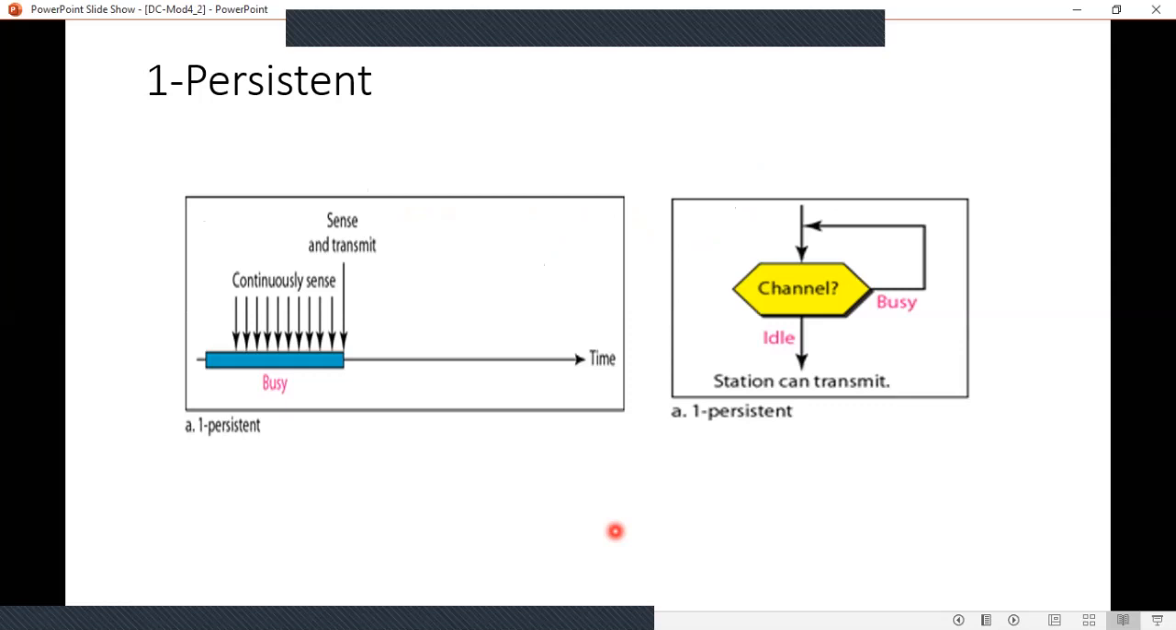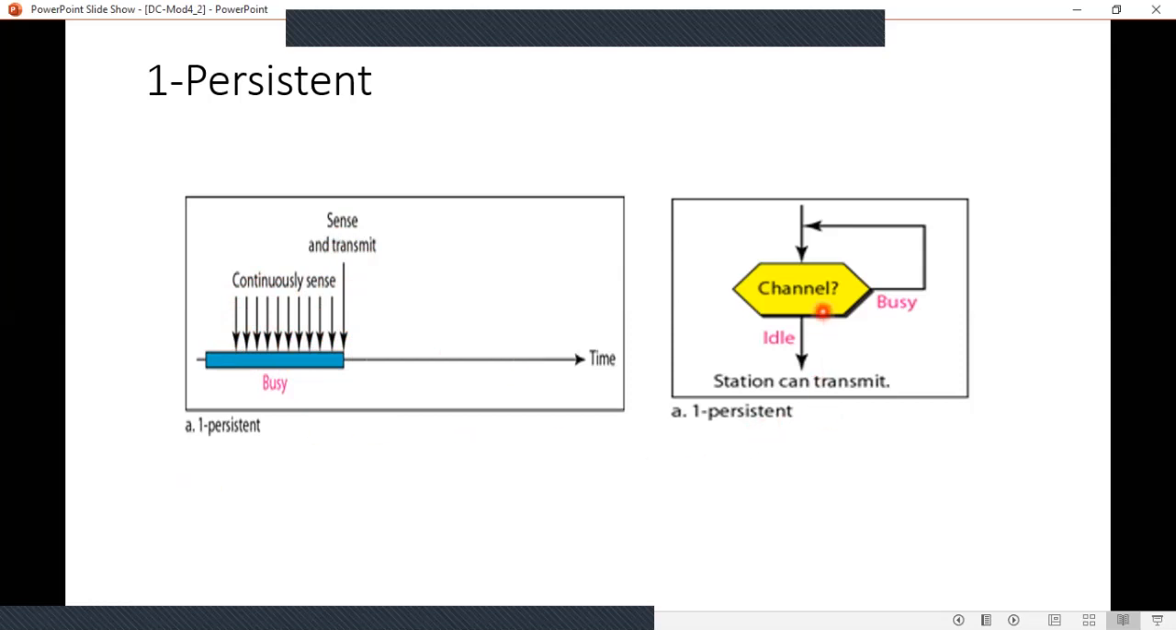Okay, this figure shows the one persistent method. In this case, a station will continuously sense the channel. It will go on sensing the channel, and it sees that it is busy. Until the channel becomes idle, the station will go on sensing continuously, and when it sees that the channel has become idle, it will transmit its frame. Understood? That is called the one persistent procedure.